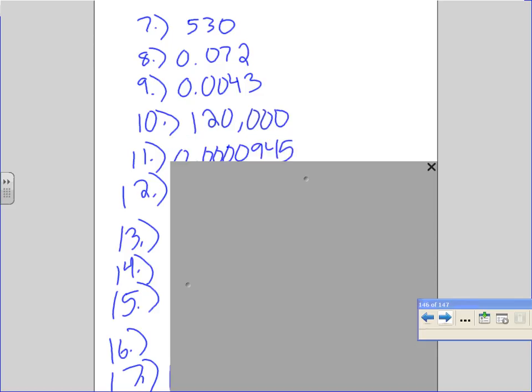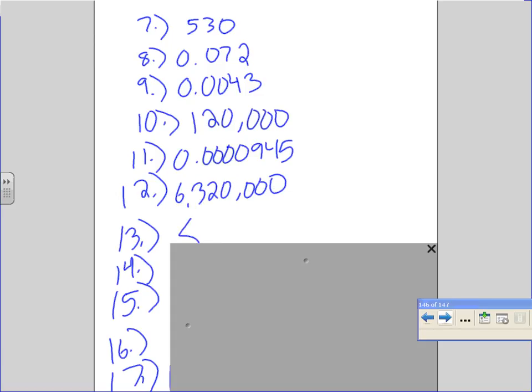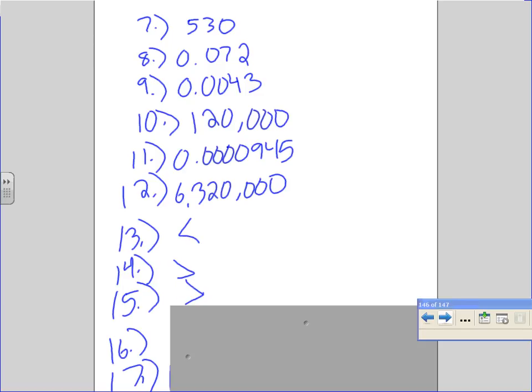Good. Annalise, number 12. Good. 13 should be less than. 14 should be greater than. 15 should be greater than. 16 is less than. Anyone get 17? This was a trick question because I'm going to do these today. Matt?